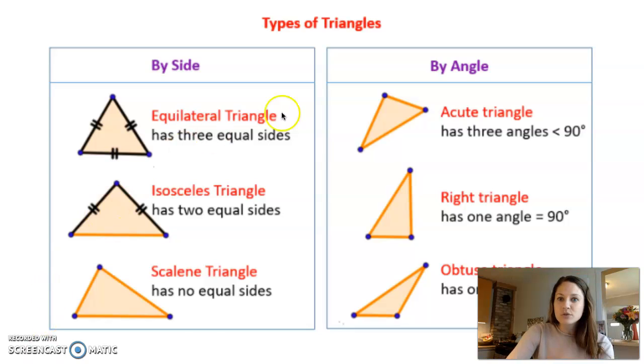These are just some notes reviewing all the triangles we just talked about. I would suggest pausing this and writing these down so you have them. I'm going to move on for now, but I would pause and take notes on these.